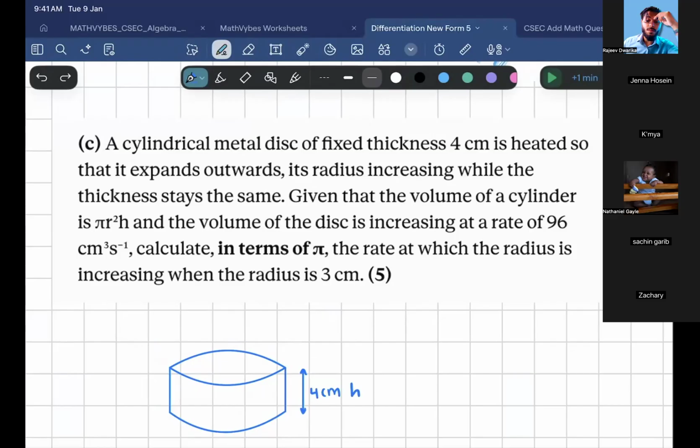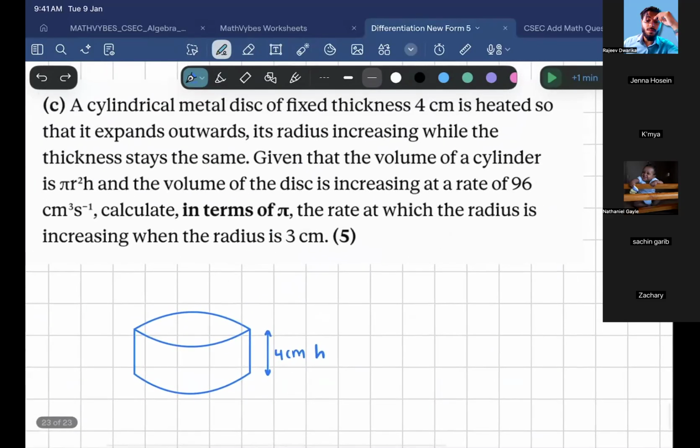So Jenna, we are seeing here that the radius is changing, right? Yes, sir. Does the height change? No, because they say the thickness stays the same, right? Cool. They're telling us the volume of the cylinder is pi r squared h. So volume is equal to pi r squared h. Now, Jenna, which one remains constant again?